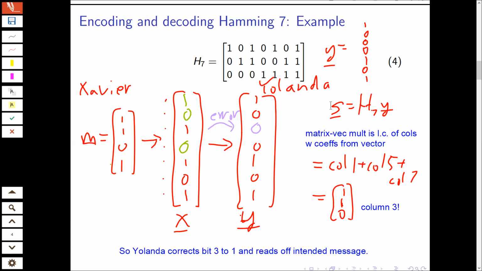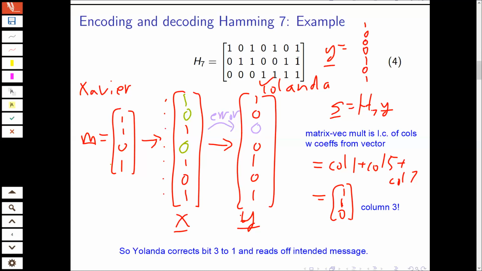Okay. Oh, what if there are no errors? Ryusei asks, what if there are no errors? Well, if there are no errors, then because x is in the null space of H7, if you just look at what happens when you type H7 times x, H7 times x is equal to 0. That's right, because that's the whole point, that x is in the null space of H7. And you can actually check that column 1 plus column 3 plus column 5 plus column 7 is in fact 0. Magically. Okay, not so magically.